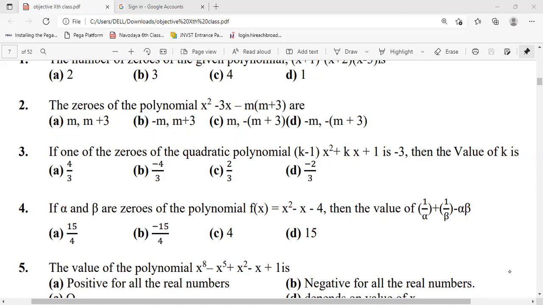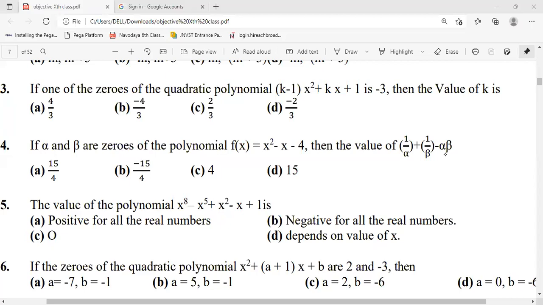Next, third one. One of the zeros of the quadratic polynomial, this total is the quadratic polynomial, is minus 3. Then the value of k is, they are saying that if one of the zeros of this polynomial is minus 3.